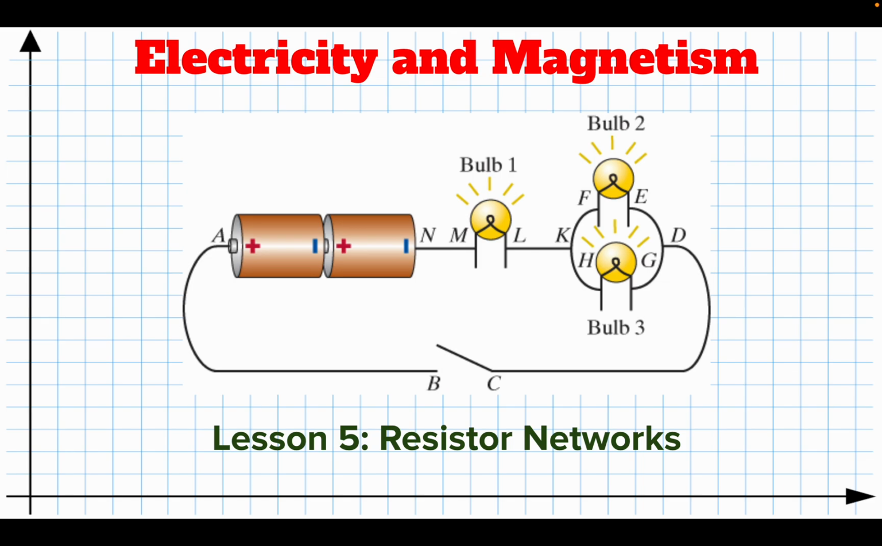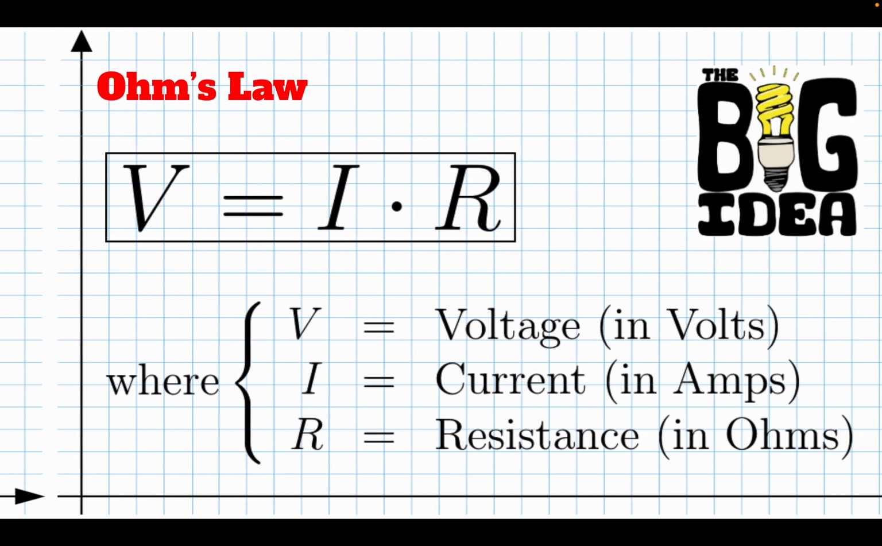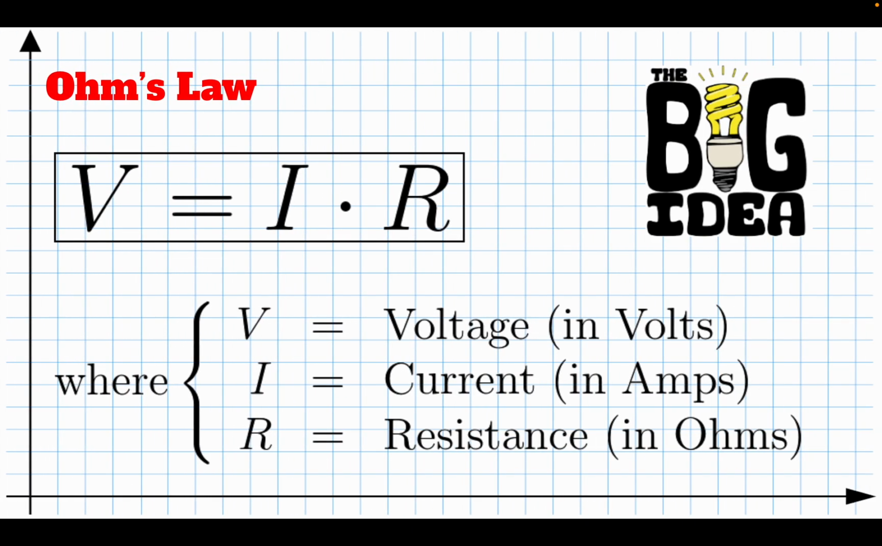Today we're going to look at resistor networks, which are circuits that have more than one resistor in them. So quick reminder, we know that the voltage equals the current times the resistance. This is what we call Ohm's law. And we've worked with it for a while. And the thing we're going to say today is Ohm's law is true for every part of a circuit.